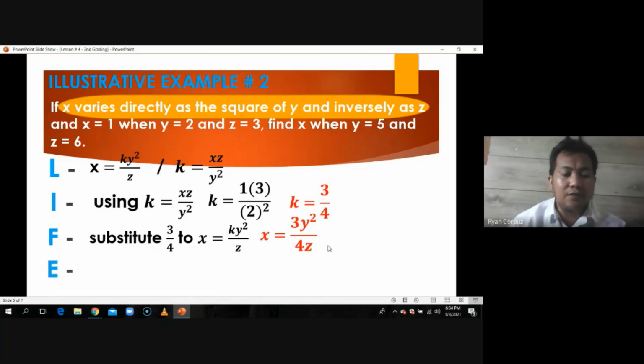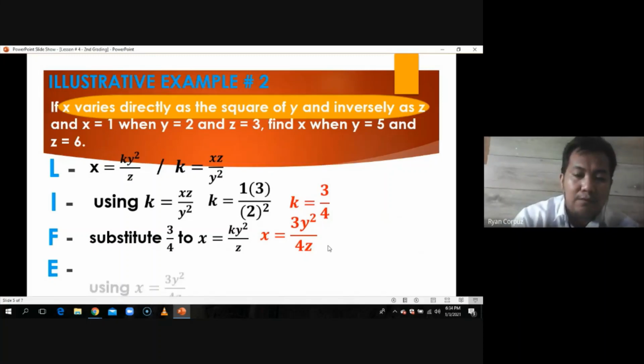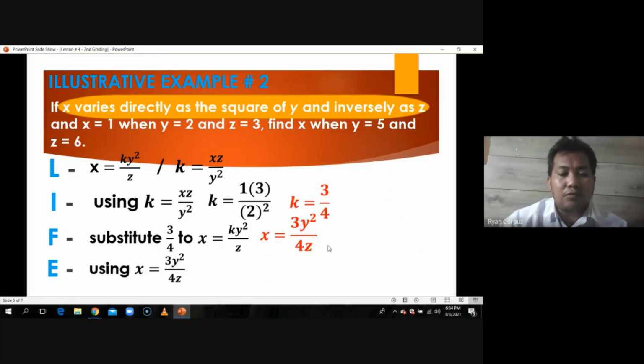So that equation of variation is to be used in solving for what is asked in the problem or what is unknown in the given problem. So using x is equal to 3y squared over 4z, sabi dito, find x when y is 5 and z is 6. X is what we are going to find out. So substitute lang natin yung mga given. X is equal to 3 times y is 5. So that would be 5 squared over 4 times 6.